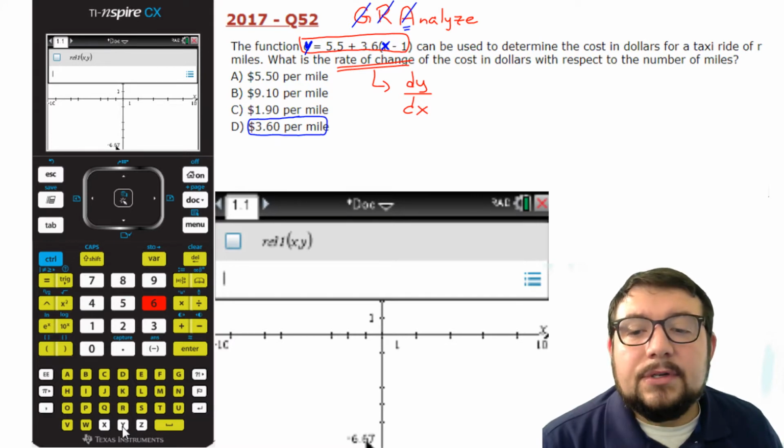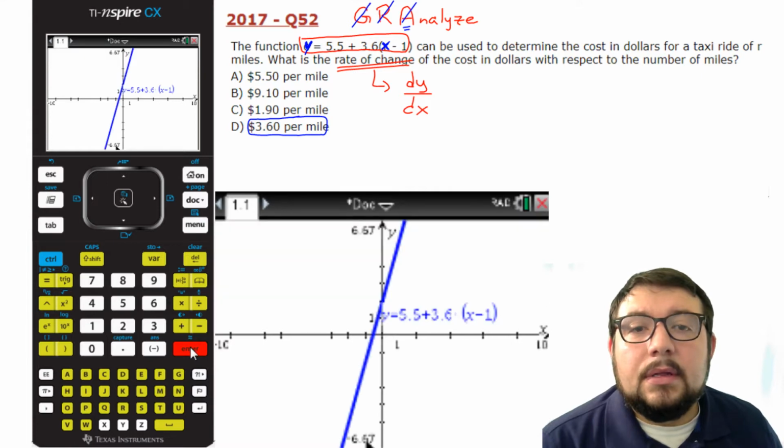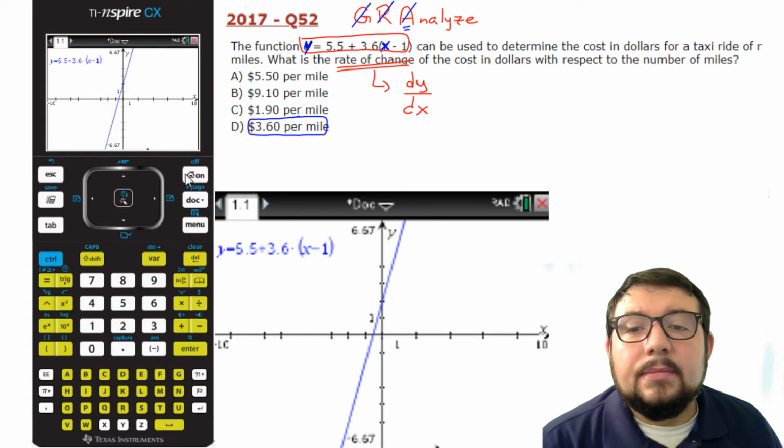Now I need the graph, so I'm going to type it in. Y equals 5.5 plus 3.6 parentheses X minus 1 parentheses. And I'll press enter. There's my graph. Let me get the equation out of the way so you can see it a little better. And now I'm going to do the analyze step.